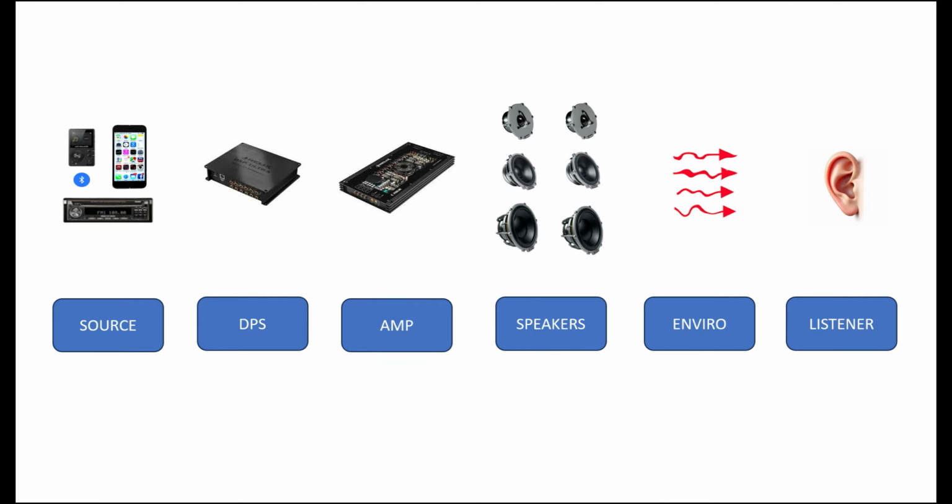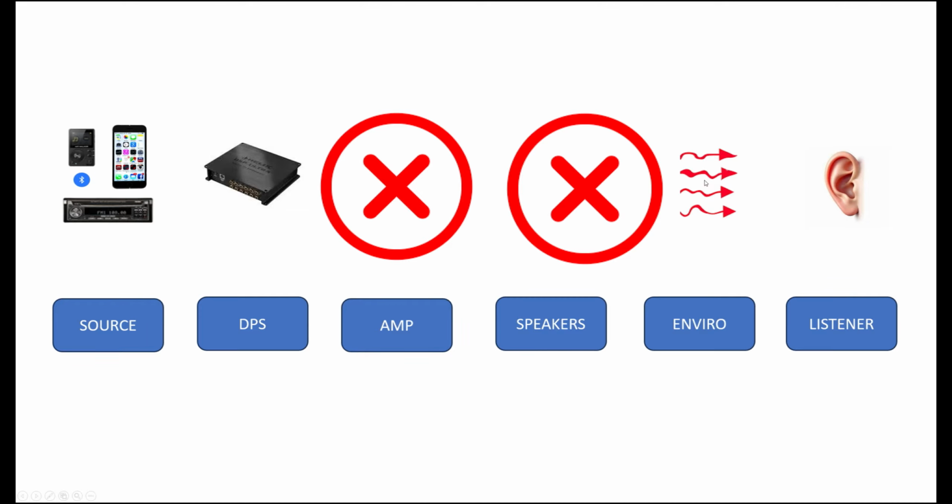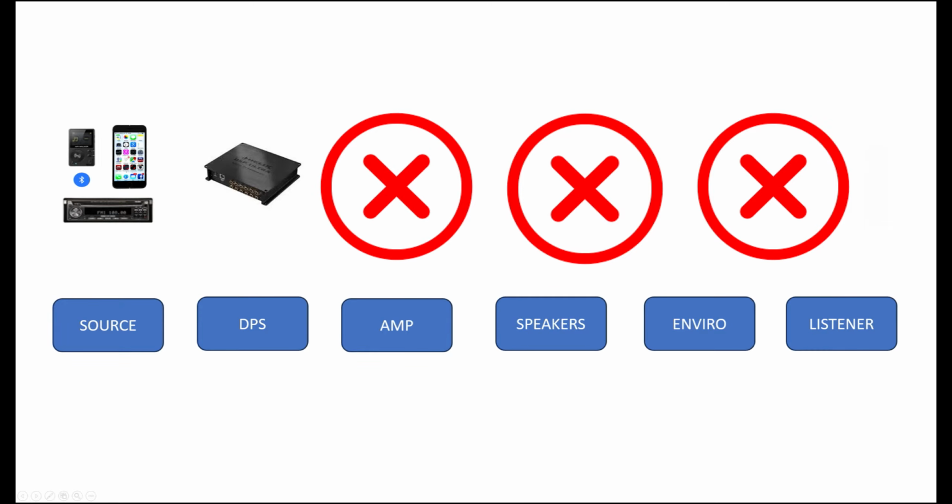But let's go back to the signal chain. Once your system is installed, you can't do much about that. You can't do anything about really the hardware or the environment or the listener. About the only thing that you can control in the signal chain once it's all installed is your source, which we've kind of talked about, and most importantly, the DSP.